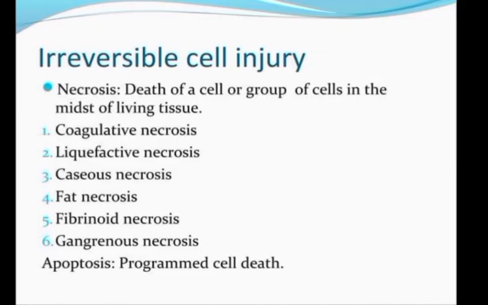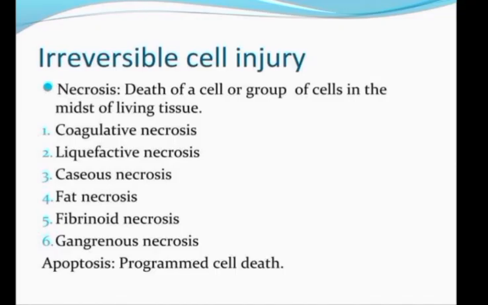which is death of a cell or group of cells in the midst of living tissue. It includes coagulative necrosis, liquefactive necrosis, caseous necrosis, fat necrosis, fibrinoid necrosis, and gangrenous necrosis. Apoptosis means programmed cell death.